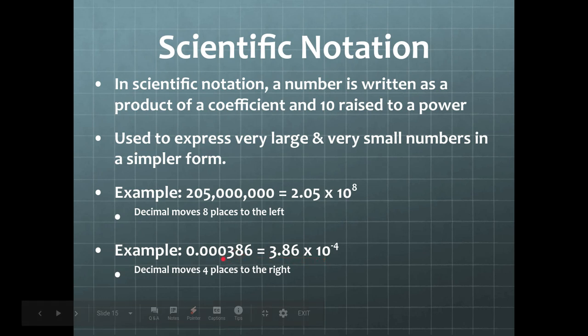The really neat thing about scientific notation is you can always check if you're correct by plugging this whole value into your calculator, and if you are correct, you should get your original number. Same thing here. If this is your number and you think you did scientific notation correctly, then plug this entire value into the calculator and you should get your original number here.